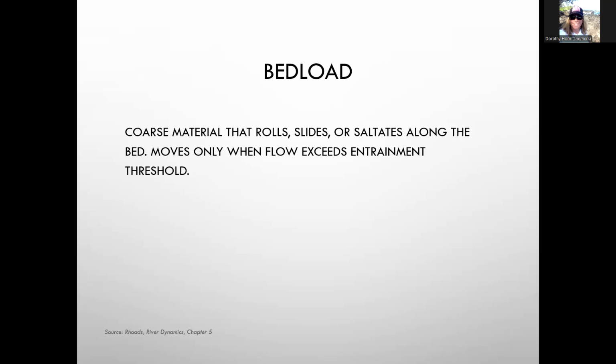Bed load is defined as the coarse material that rolls along the bottom of the river, okay? And it really only moves when the flow exceeds the entrainment threshold.